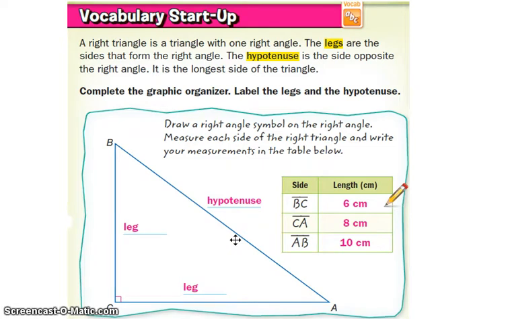If it's not, it's not going to work, or it's not the hypotenuse and you have the wrong side. Again, your legs are the two sides that make up the right angle. Your hypotenuse is opposite of the right angle, and it's your longest side. It's kind of like your diagonal.